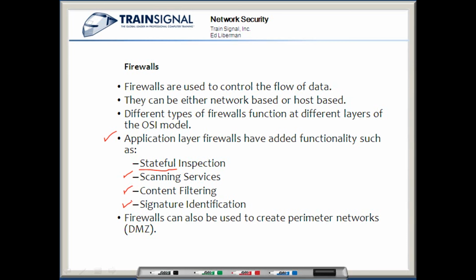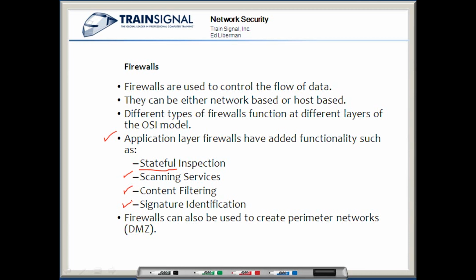Now, the overall point here with our application layer firewalls is to make sure you understand that, because it's a higher layer in the OSI model, those firewalls can actually go into the data. It can get deeper into the packet itself so as to help look at what is being brought into a network so as to help protect that network.